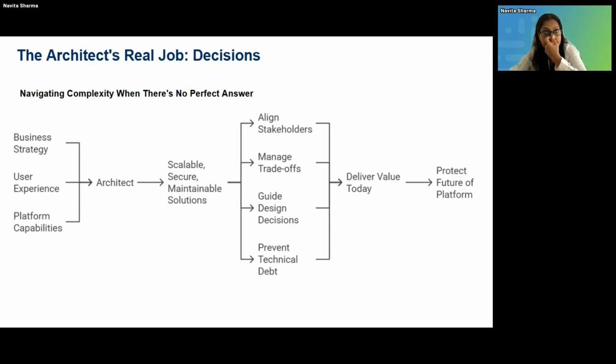Guide design decisions. Again, this is about how you communicate. It's not that you have created something and then you're out of the project. Now it is up to the developer team to take that design and implement it, but unless you are able to explain what you expect out of this implementation, they will not be able to do it, or they will do something which does not align with the overall architecture. So guiding design decisions to the different stakeholders is very important.